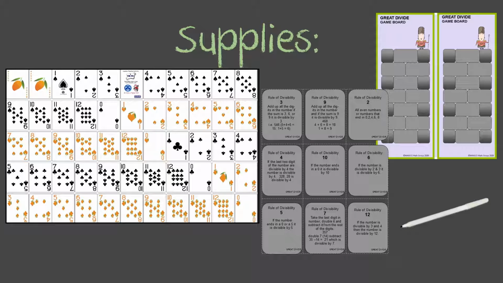The supplies provided in the pouch, along with your information sheet and directions, will be a deck of playing cards, divisor cards, a divisor game board, and a dry erase marker. In order to do this game, I would have you remove the 10s, jacks, queens, and kings out of the deck. You just want to have the 0s through 9 so that you can make every digit.